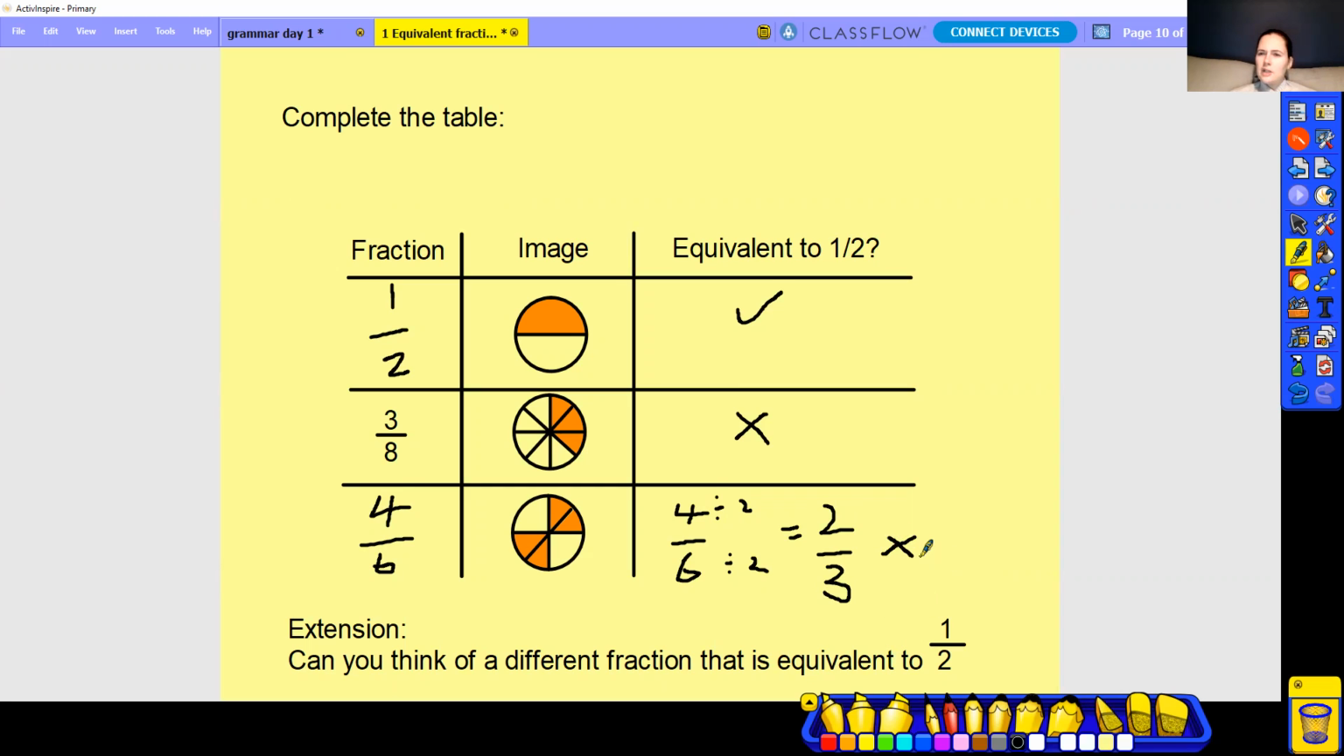Can you think of a different fraction that is equivalent to a half? I can think of one, 50 over 100. I wonder if you could think of some and write them down on your piece of paper, and then you can send it to me at the end of the lesson.